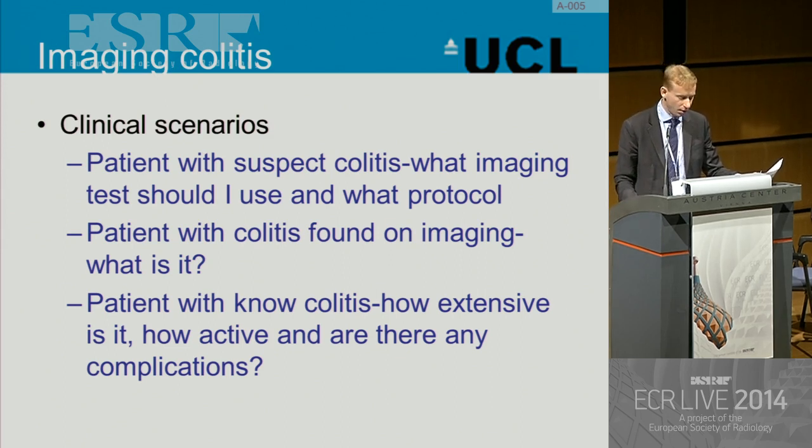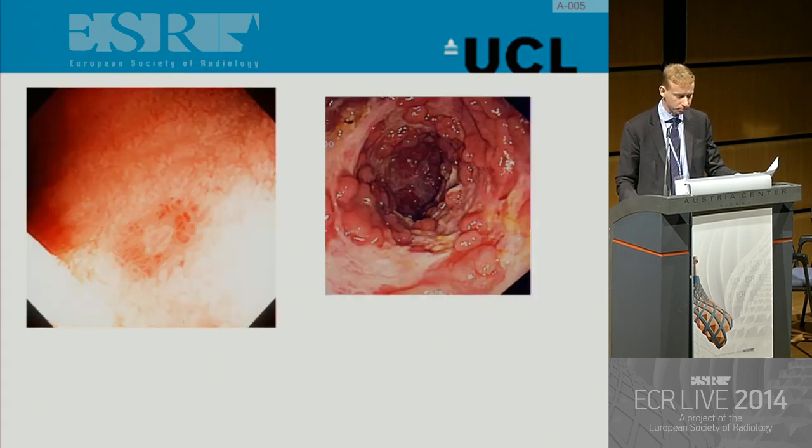And then I think probably the third most common scenario is the patient has a known diagnosis, so Crohn's disease or ulcerative colitis, and we're asked to look at the large bowel and decide how active the disease is, how extensive the disease is, and whether the therapeutic options the gastroenterologist is using are actually working. So we can categorize how we think about colitis in those three main clinical questions.